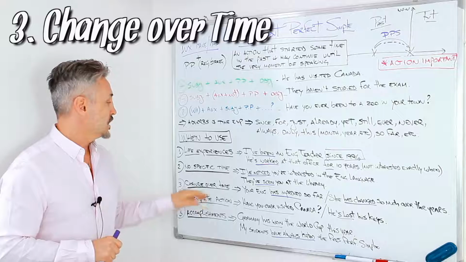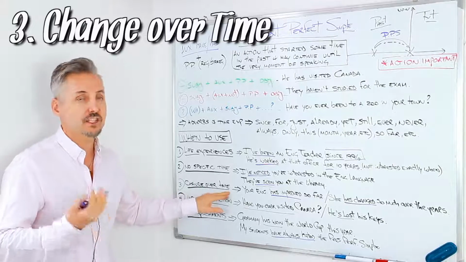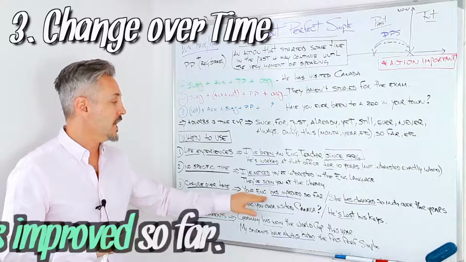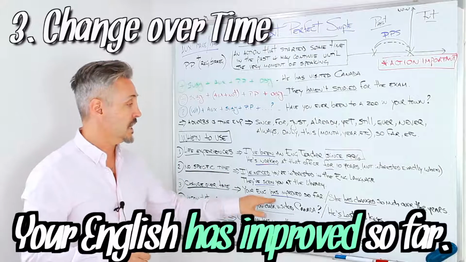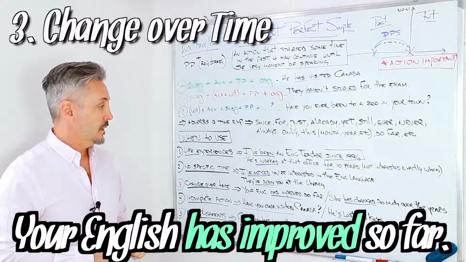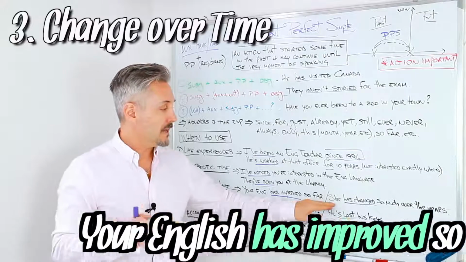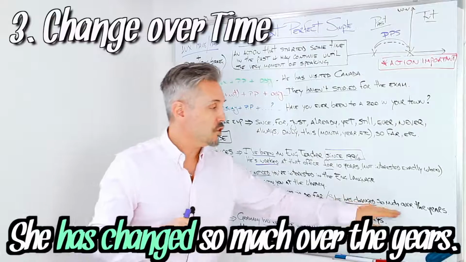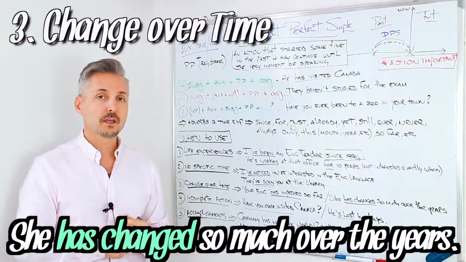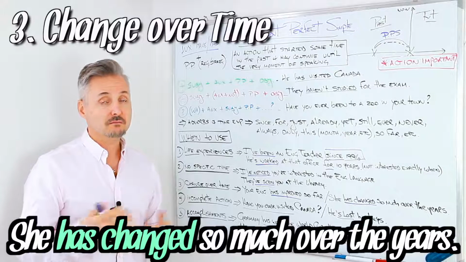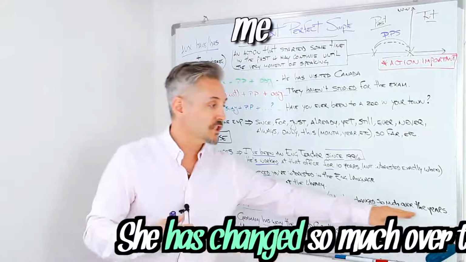Number 3, change over time. So when you want to specify a change. Your English has improved so far. So far, your English has improved. Has gotten better, for example. Another example. She has changed so much over the years. So when I first met her, she was blonde, then she became brown hair, so a brunette. She has changed so much over the years.